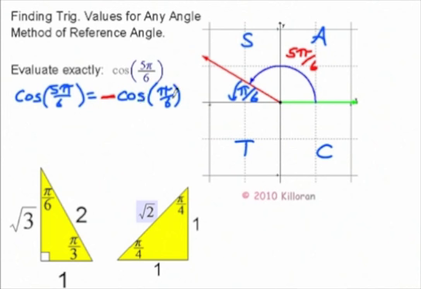Cosine of pi over 6, 30 degrees, cosine is adjacent over hypotenuse, so that would be square root of 3 over 2. So the solution here is negative square root of 3 over 2. The cosine of 5 pi over 6 is equal to negative square root of 3 over 2. And that's it.